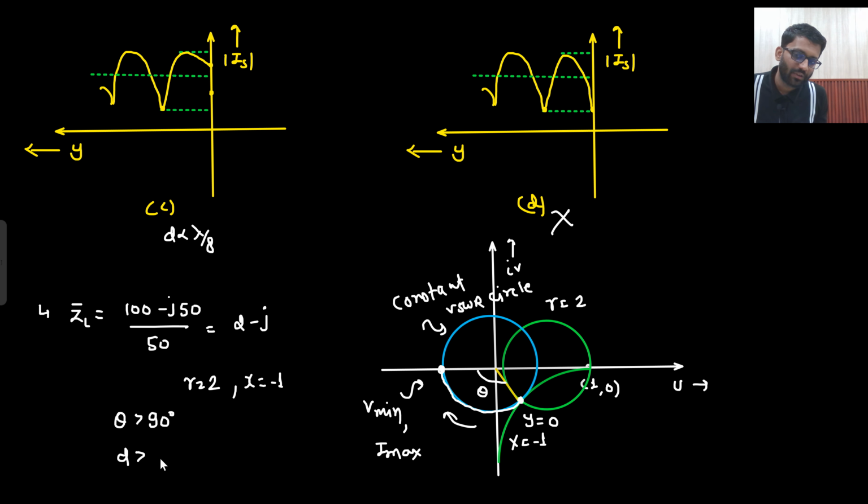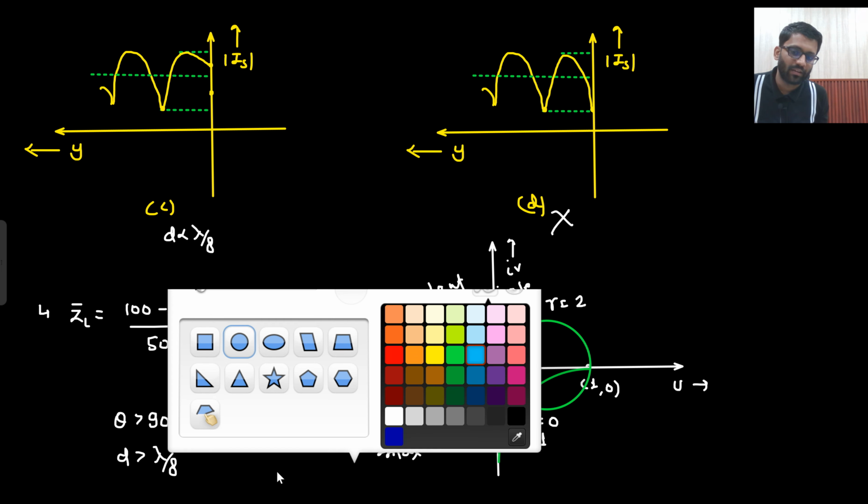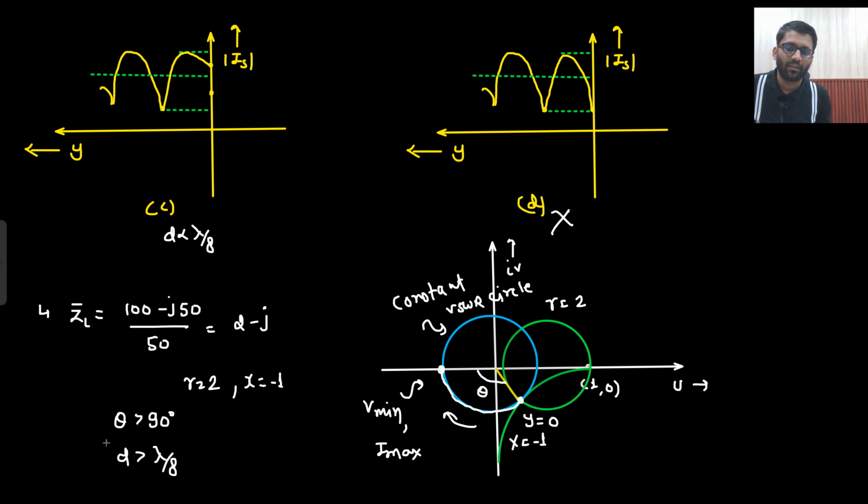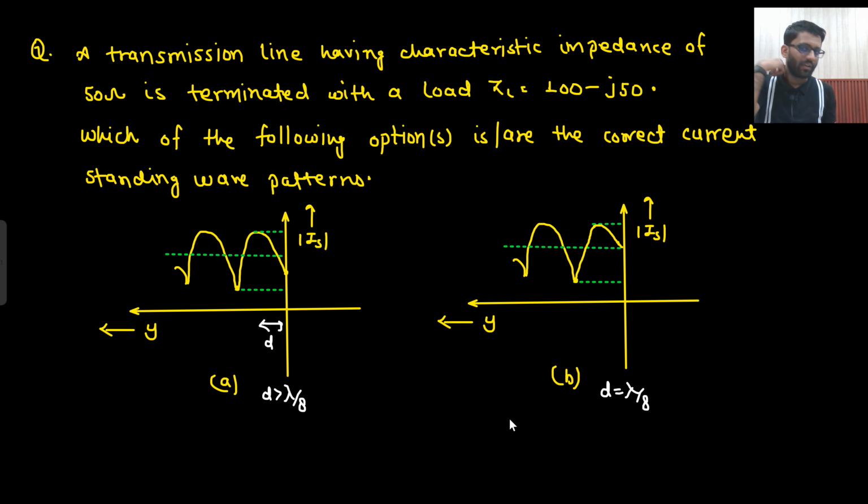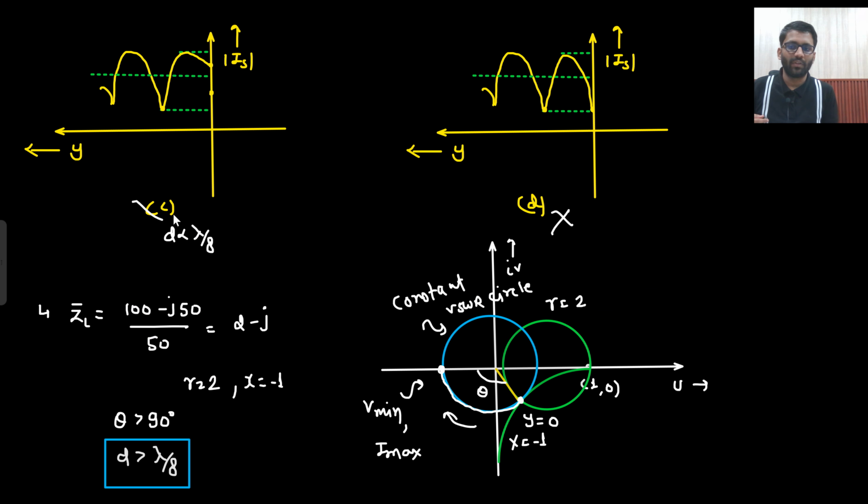That means D has to be greater than lambda by 8. So to get to the I maxima, you need to cover more than lambda by 8 distance. So this will be the correct one. This will be wrong. This will also be wrong, and certainly this is wrong only. Is that clear to you?